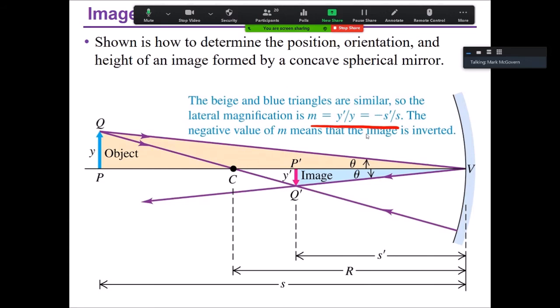So when you work out these quantities here, be mindful of what the m means. You could say two things: larger, smaller, inverted or not. That's what you can do. All right, let's try a question.